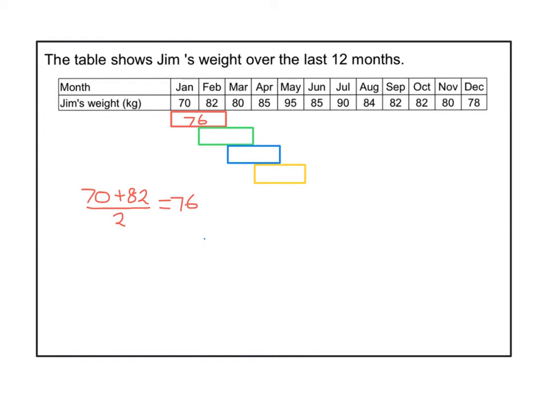The next one is going to be these two here. So 82 plus 80. And again, there's two numbers, so divide by 2. Add them together, divide by how many there are. 82 plus 80 divided by 2. And we get 81.